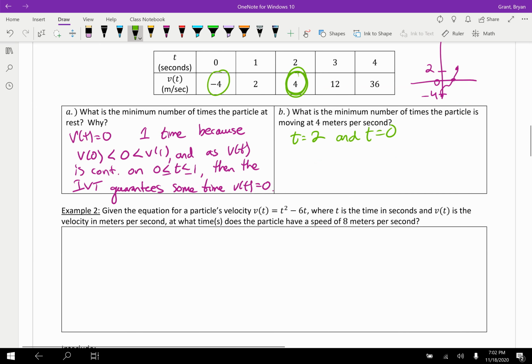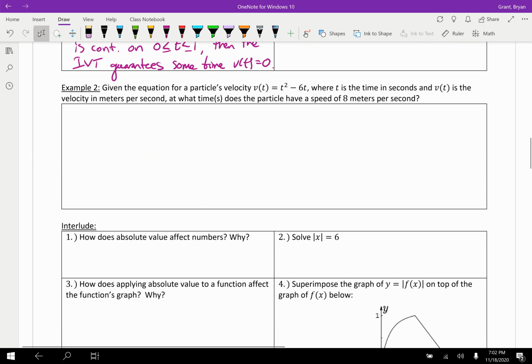In fact, I think this next example might do a good job highlighting it. Given the equation for a particle's velocity, where t is the time in seconds and v of t is the meters per second, at what time or times does the particle have a speed of 8 meters per second? Well, it might make sense that we should probably figure out where v of t is equal to 8.